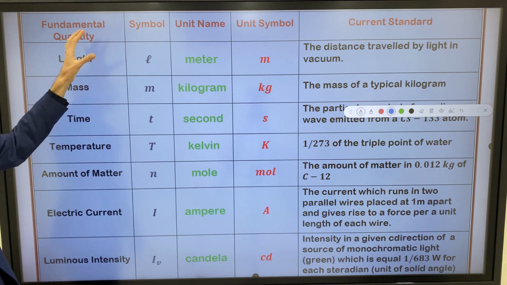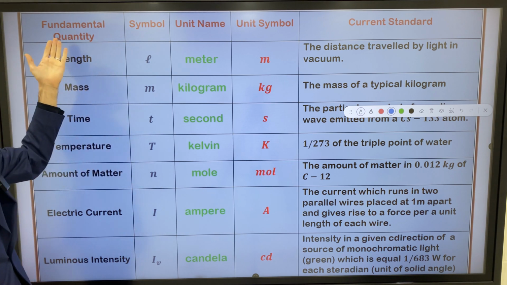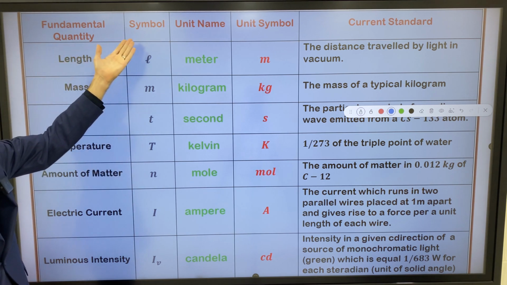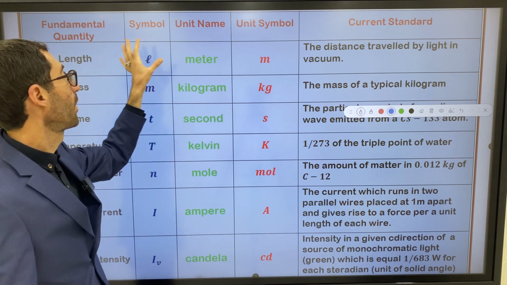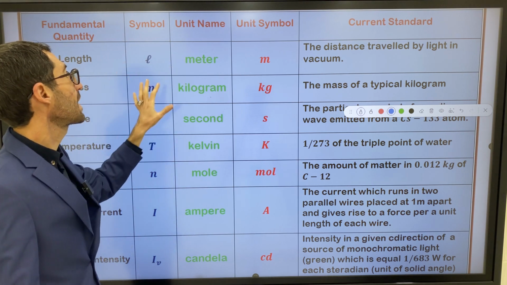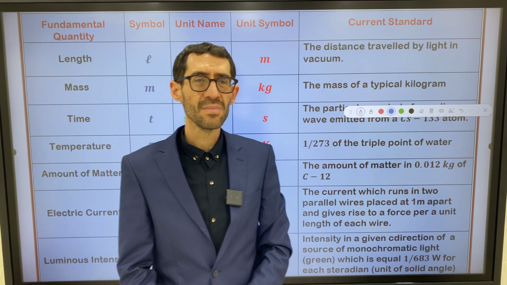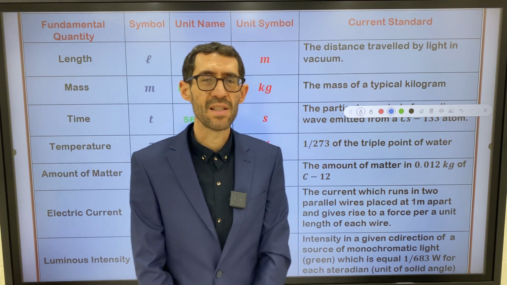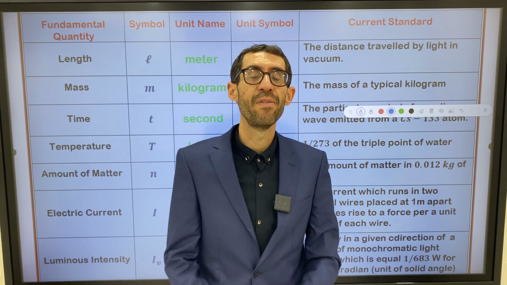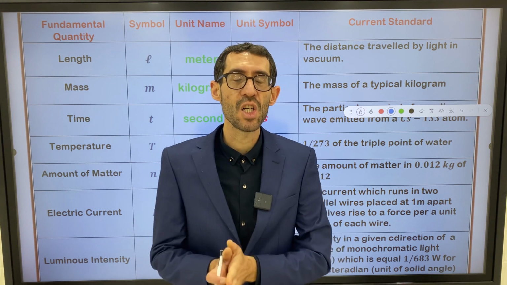We have a table here. We have some columns. The first column talks about the fundamental quantity. The second column, the symbol of the fundamental quantity. Actually, this symbol and unit are used in SI. Let me tell you a summary about the SI. SI is the abbreviation of System International of Units.